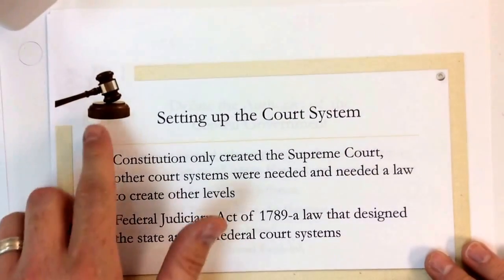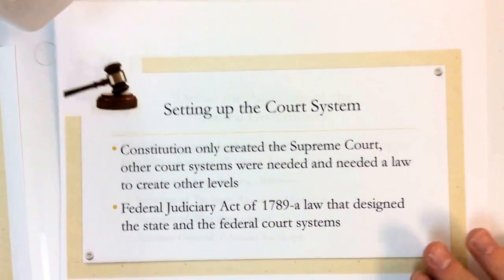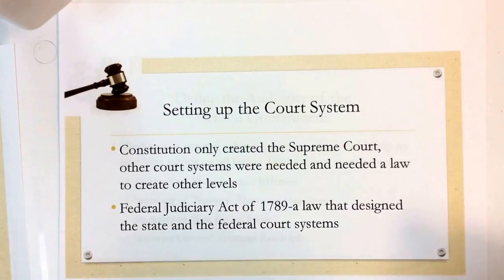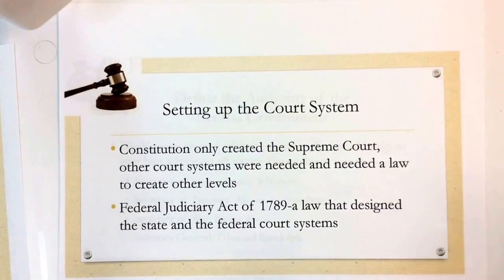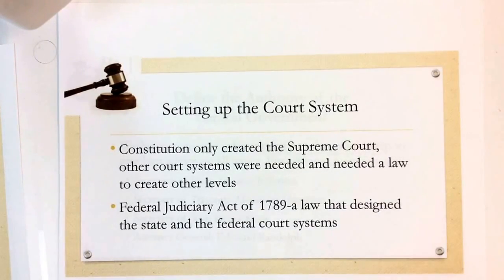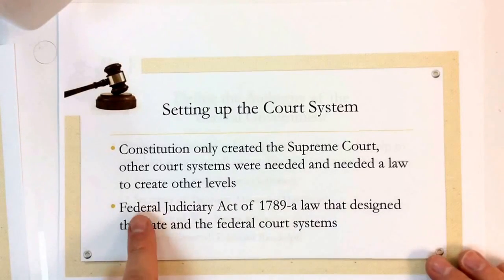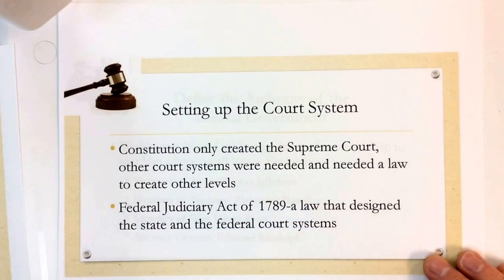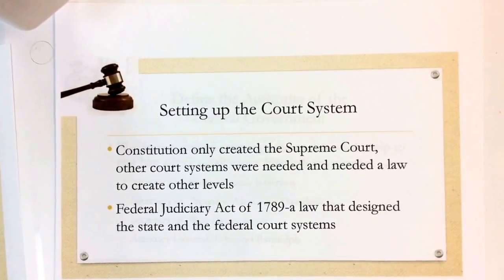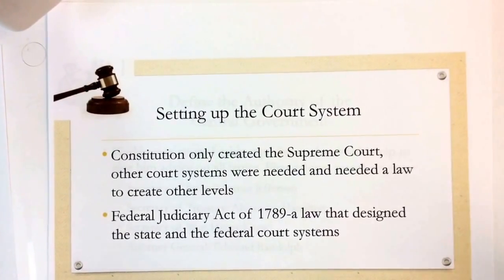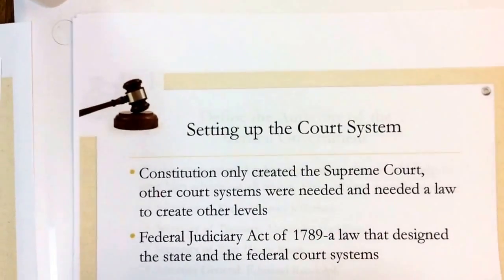Next, we're going to set up a court system. The Constitution only created the Supreme Court. So what we had to do was set up court systems other than that to help take care of some of the load. They created the Federal Judiciary Act, which is a law that designed the state and federal court systems to help alleviate the stress on the Supreme Court and make it for really only important cases versus just everyday lawsuits.